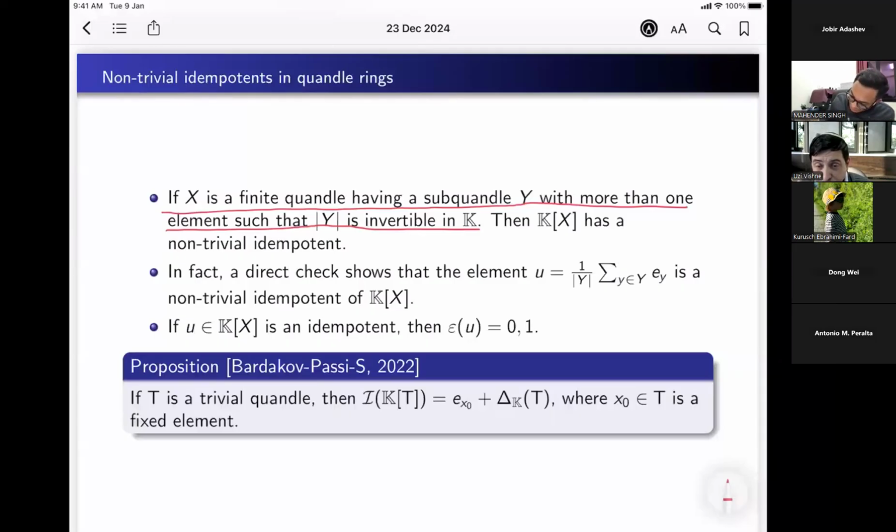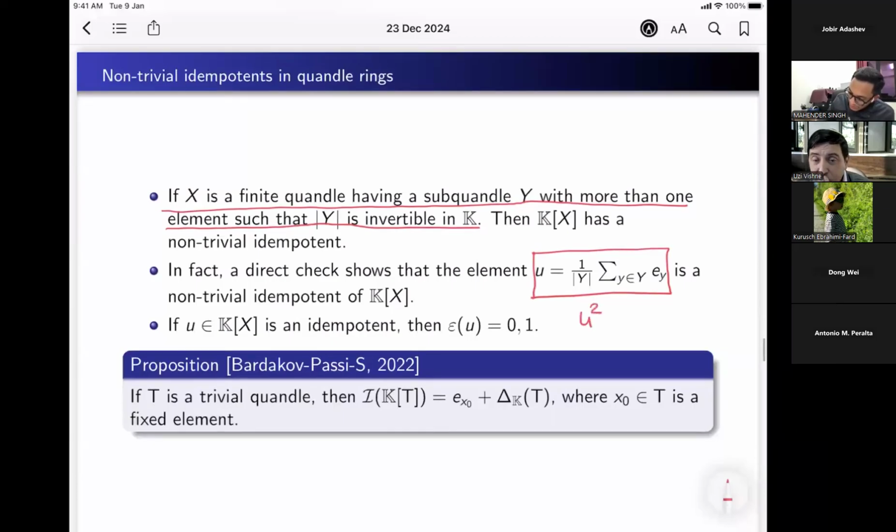Then look at this element: u equal to summation of Ey, where y runs over Y, and just normalize it by 1 by the order of Y. And a direct check shows that u square is u. It's an easy calculation. So you do have an idempotent, and in fact, it's a non-trivial idempotent because the cardinality of Y is more than 1. But in this case, I want this cardinality of Y to be invertible in K. So I already have some restriction on my coefficient ring K.